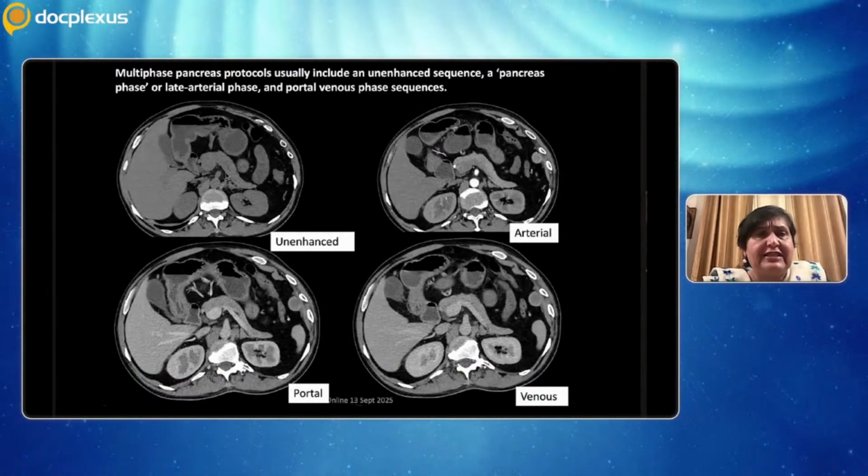So multi-phase CT protocols usually include an unenhanced scan followed by a pancreatic phase, which is a late arterial phase, and the portal venous phases. So that's a plain scan. You can see the pancreas over here, like you were seeing it on this diagrammatic representation, which I showed you. That's the C-shaped structure, which is here, or a comma-shaped structure.